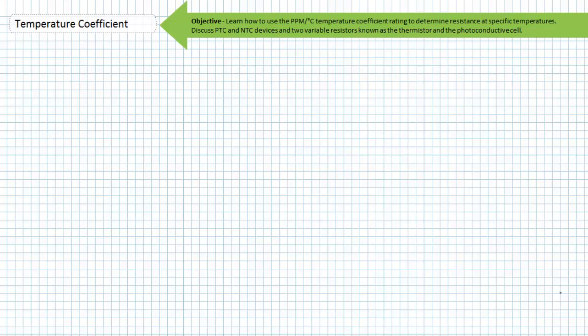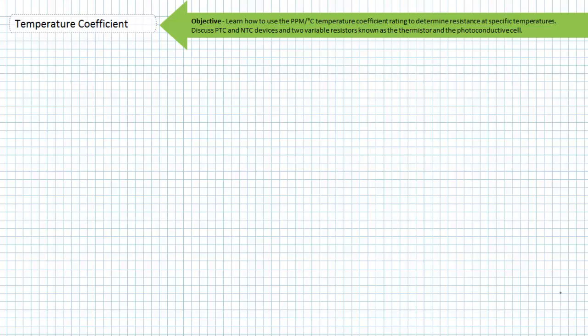I'm your instructor Jim Pytel, and today's topic of discussion is the temperature coefficient. Our objective today is to learn how temperature affects the resistance of a resistor. Specifically, we'll discuss the parts per million per degree Celsius temperature coefficient rating found on 6-band precision resistors, and learn how to use this rating to determine resistance at specific temperatures.